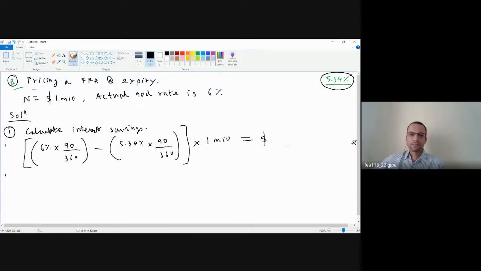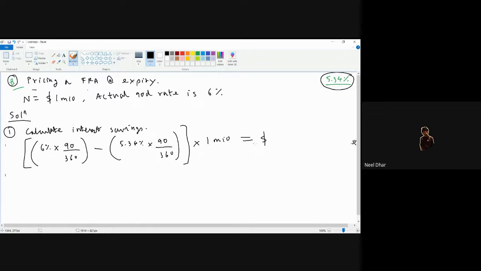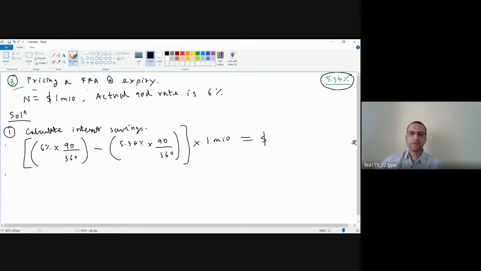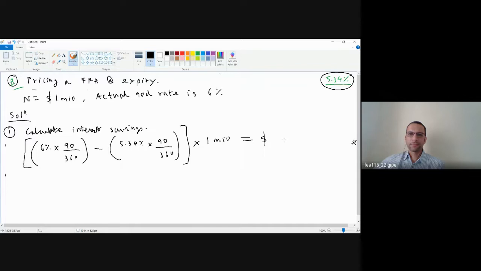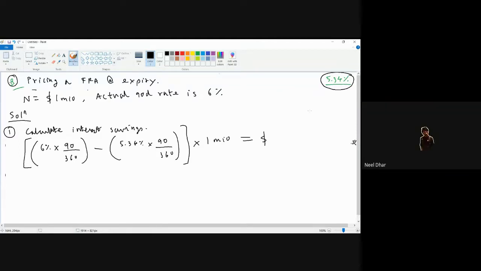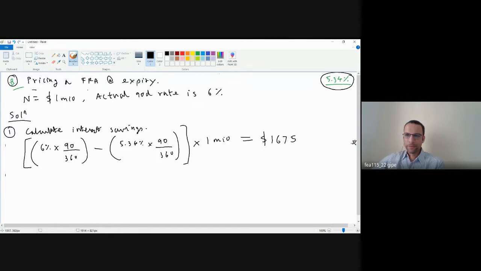So 0.1657 percentage of 1 million. Okay, so can you give that product as well? So maybe can you multiply it by 1 million and give me the exact number? Basically into 10 raised to 6. So it will be 1000 something, since it's something like 1600 types, then it will be around, I think, 1700 or something. So 1675. Okay. So this is the amount of interest savings which I'm calculating because I'm holding a long position in this FRA.